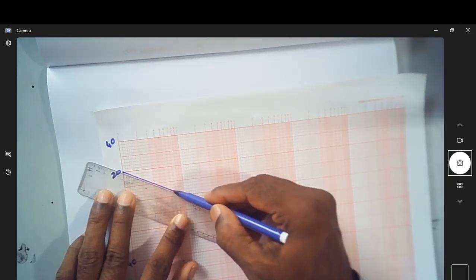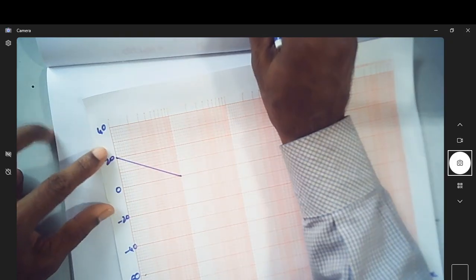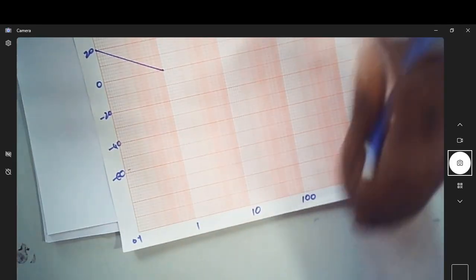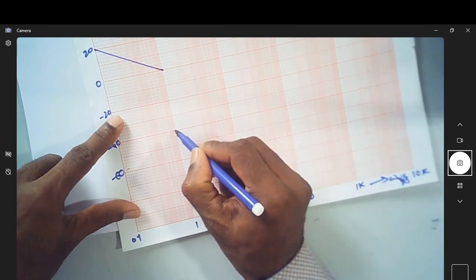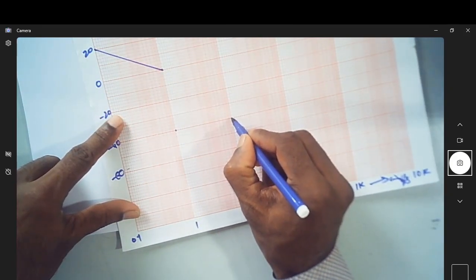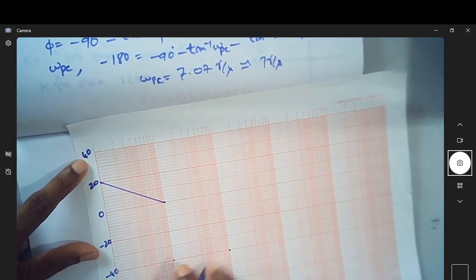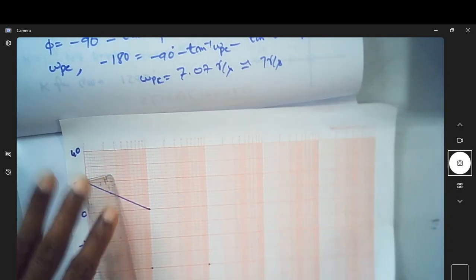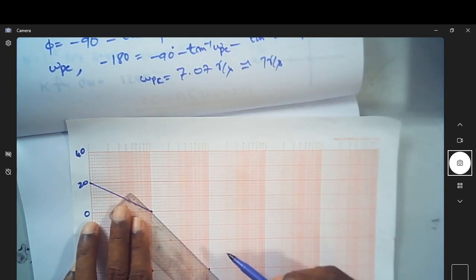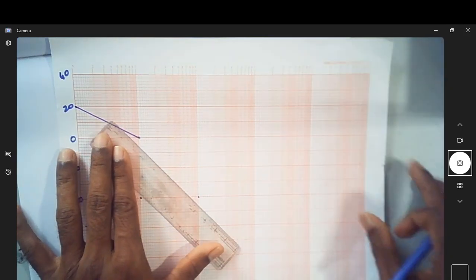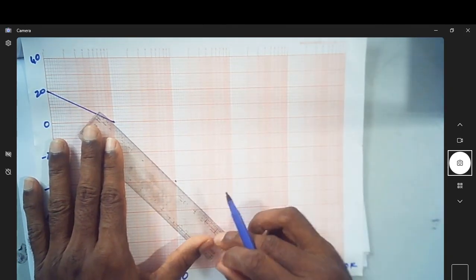Now this is 1 radian per second. At 1 radian per second, the slope becomes minus 40, so I'll come down by 40 dB going by 1 decade. So this is 40 dB per decade, where per decade means 10 times the frequency. Now, till where should I join? This slope of minus 40 dB will continue till 50 radian per second. So I will go till 50. So where is 50?